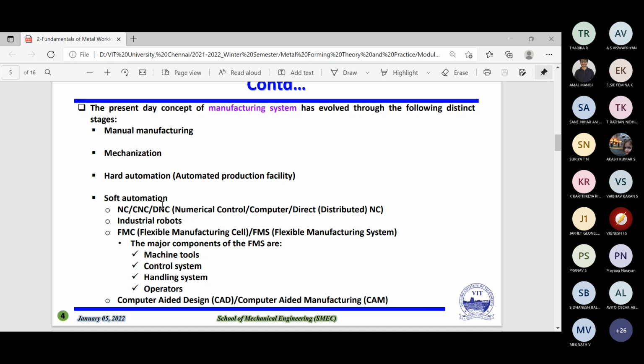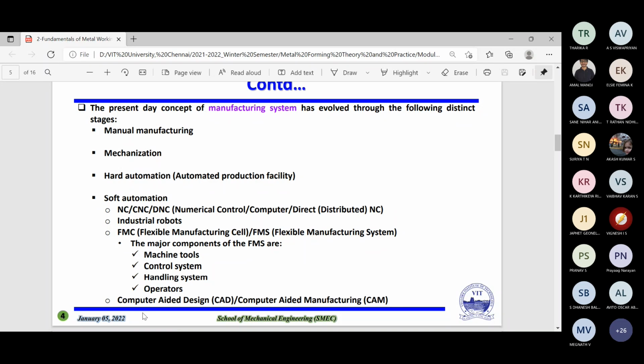Then third one, we have the hard automation or the automated production facility. And next we have the soft automation. Nowadays you are aware of the CNC, DNC, industrial robots, then the flexible manufacturing cell and the flexible manufacturing system. And what are the major components? You have machine tool, control system. These are already covered.